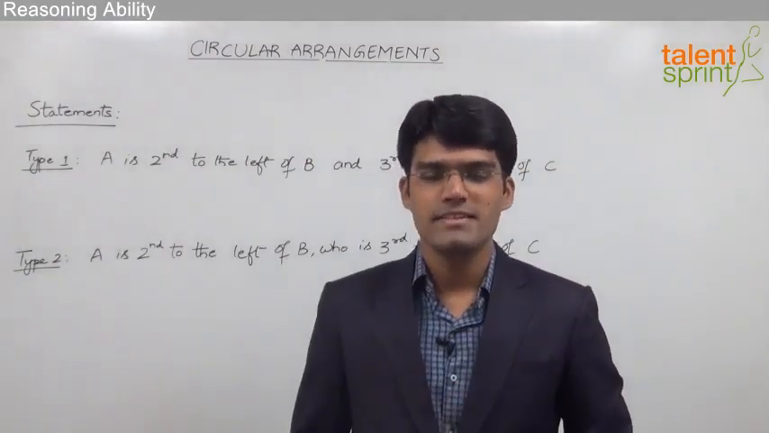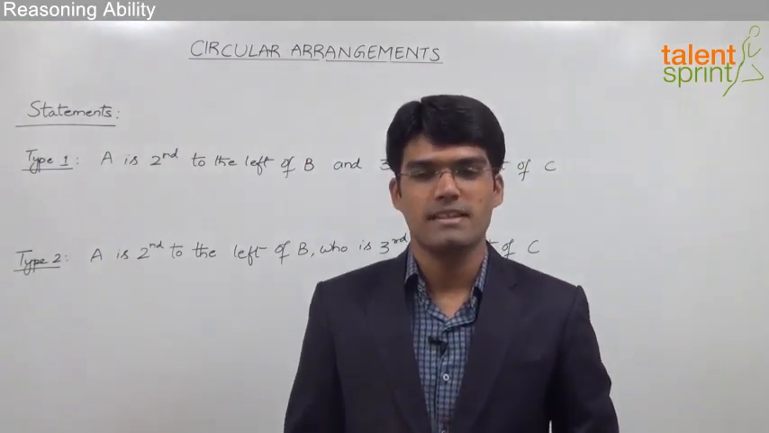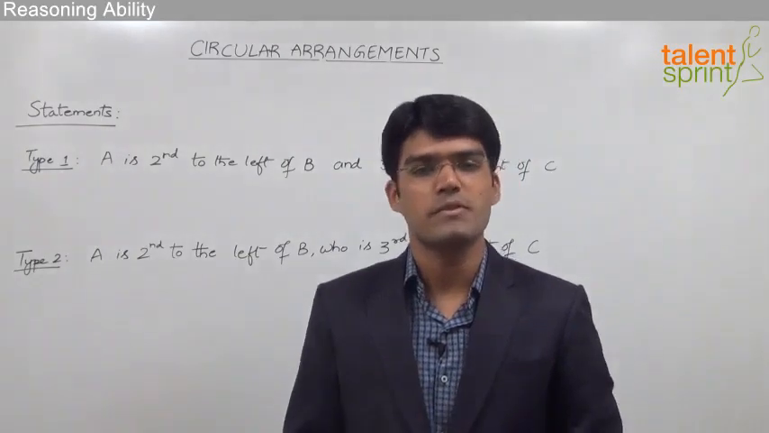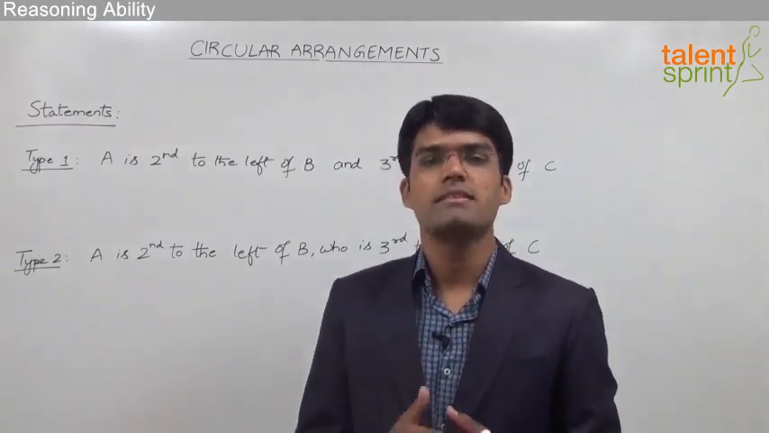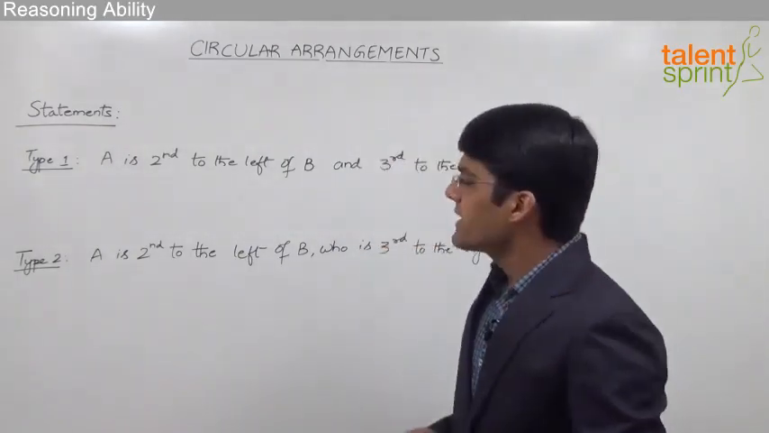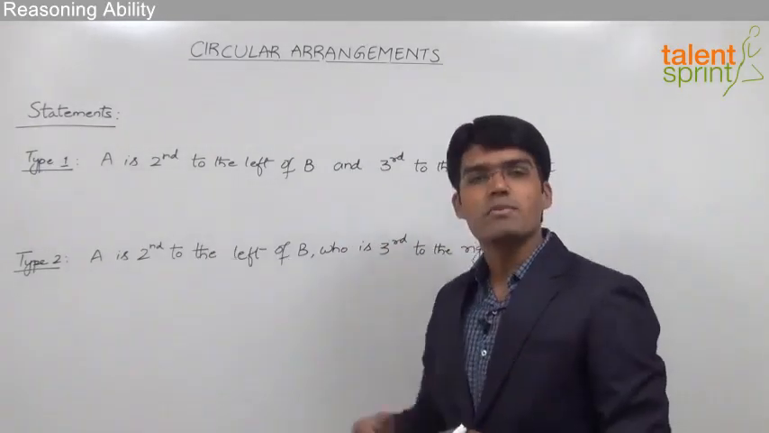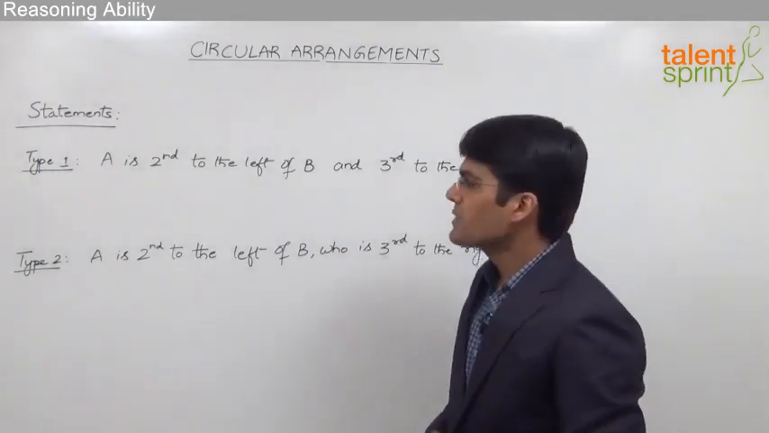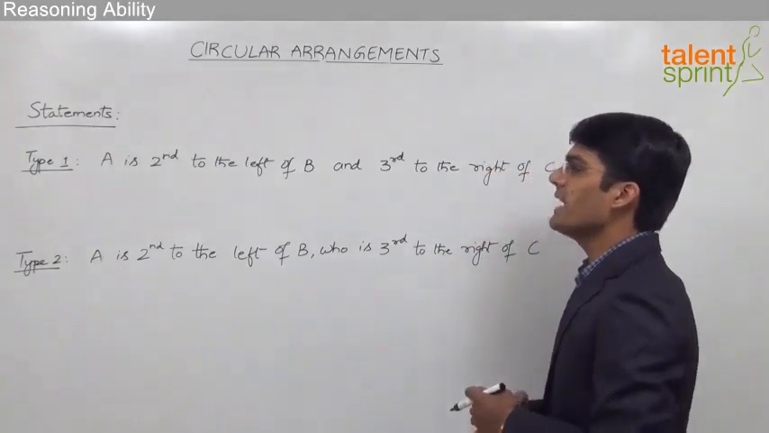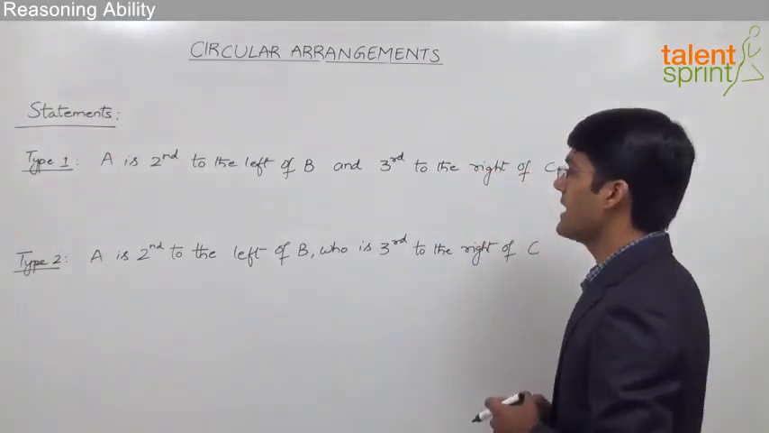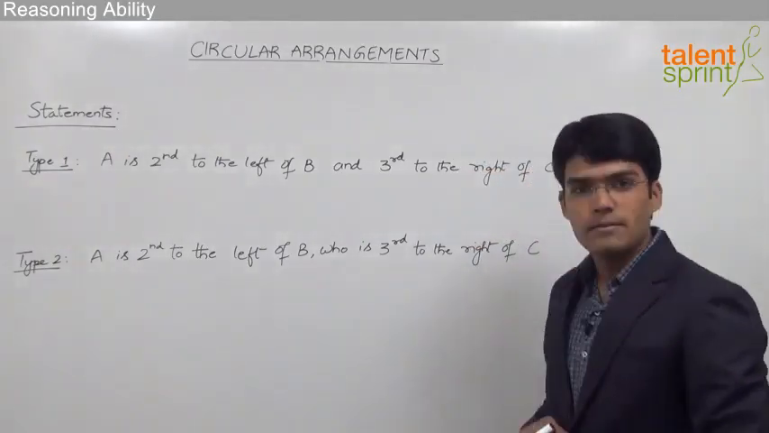After learning the direction sense in case of circular arrangements, let us now look at the different types of statements which are given in these type of questions. Now as you can see here, generally there are two types of statements given. The first one here is A is second to the left of B and third to the right of C.